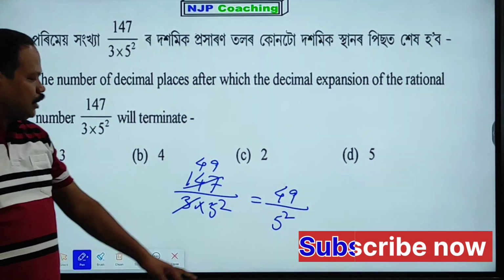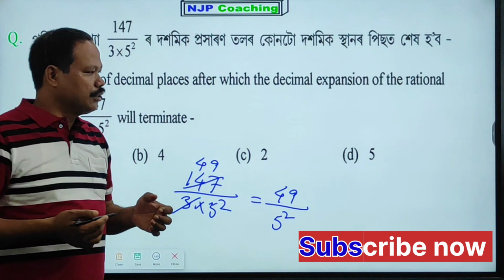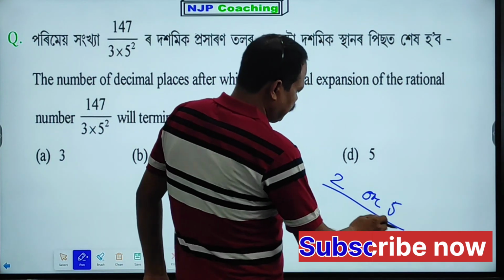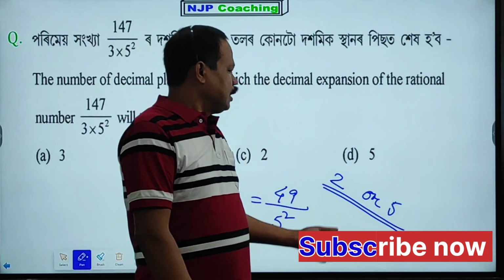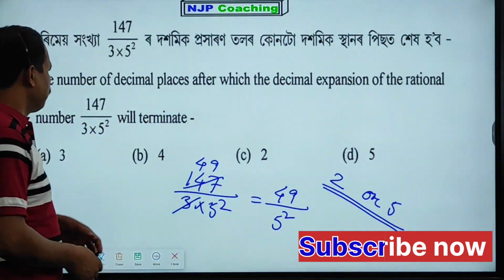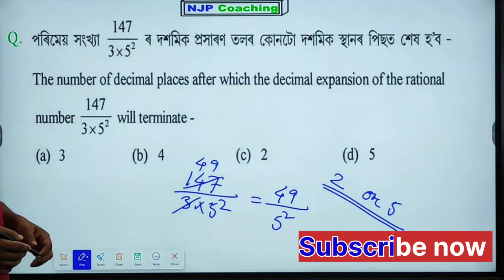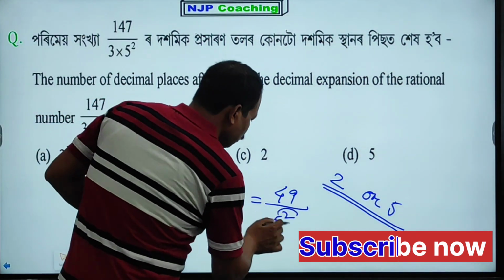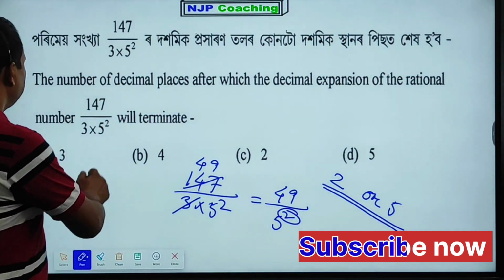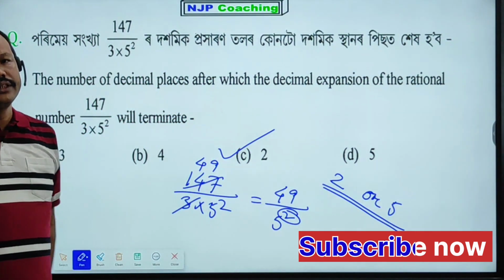So what is the highest power of the denominator? That means after factorization of the denominator, the factor should be either 2 or 5. And between these two factors, the power of 2 or power of 5, whichever is higher, will give the number of decimal places after which the decimal expansion will terminate. So now the power is 2, only 5 is there, no other factors. Power is 2, so it will terminate after 2 places. Okay.